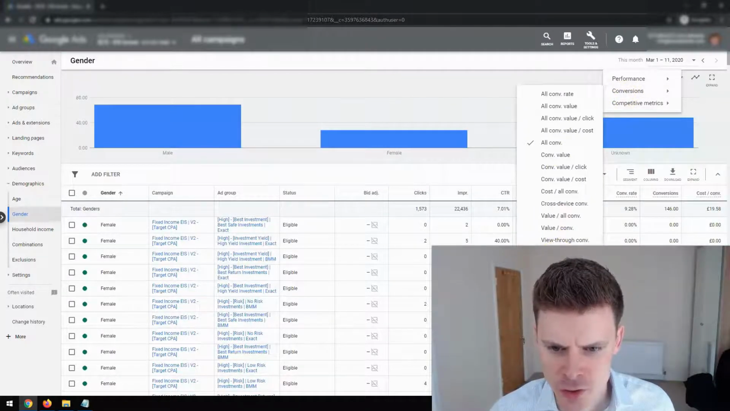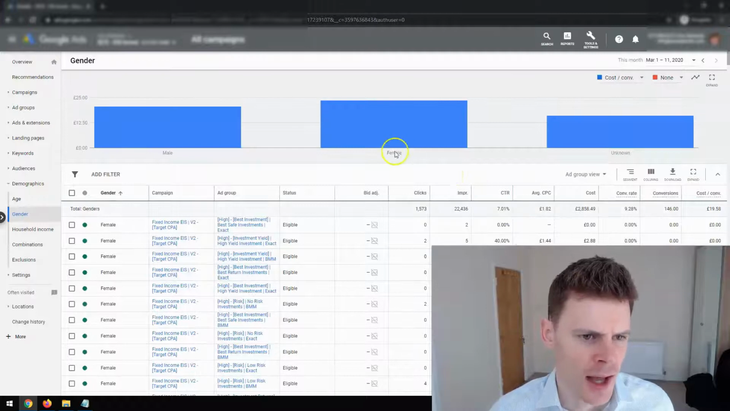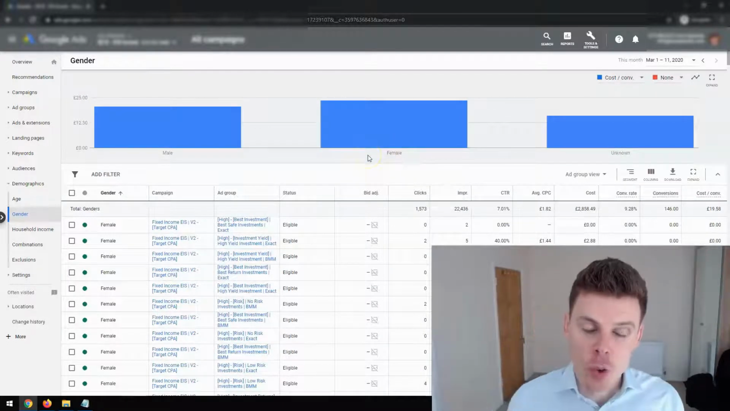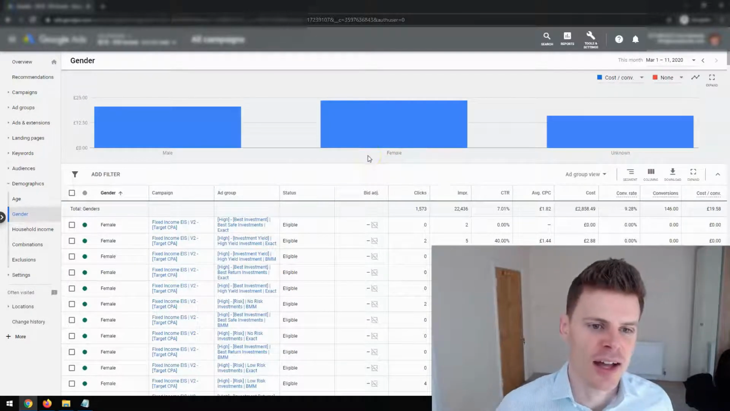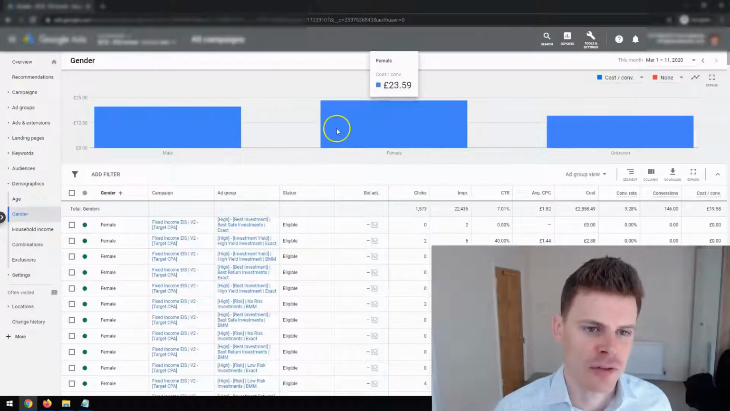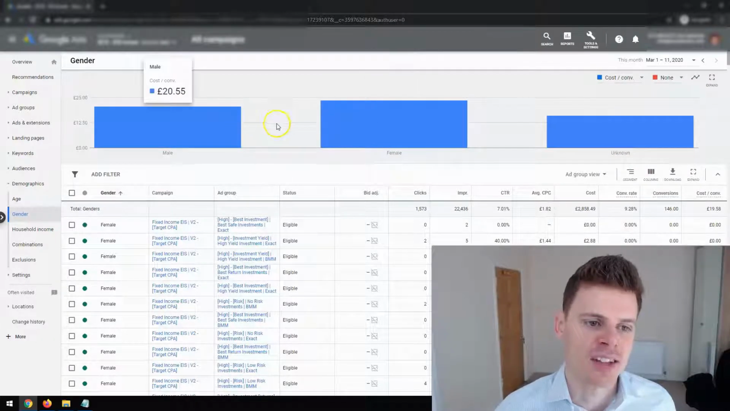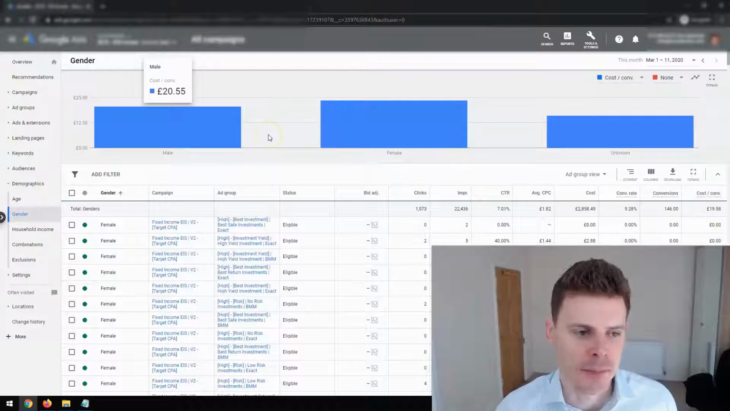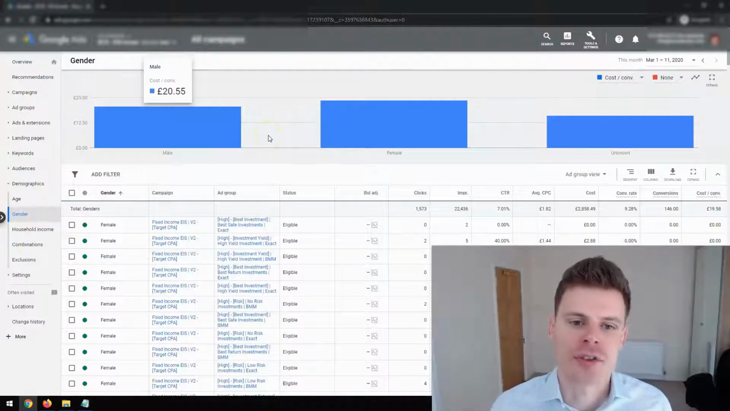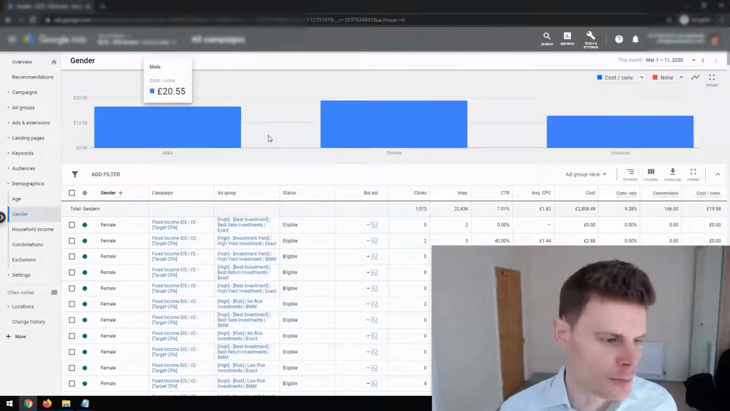and we can take a look at the cost per conversion. And what we can see here actually is quite interesting, and that is that the cost per conversion for male versus female is actually very equal. So once people come onto the website, they are converting at a similar price.